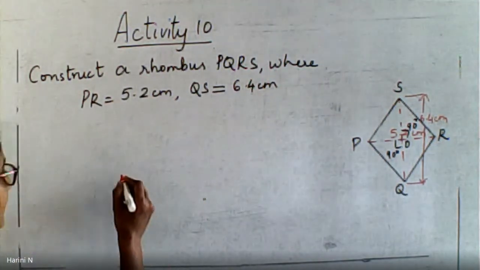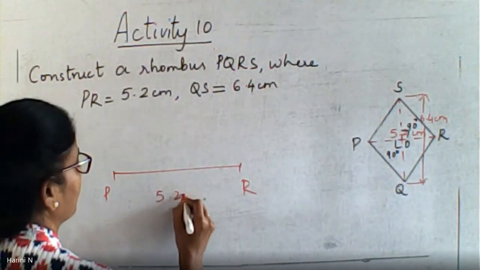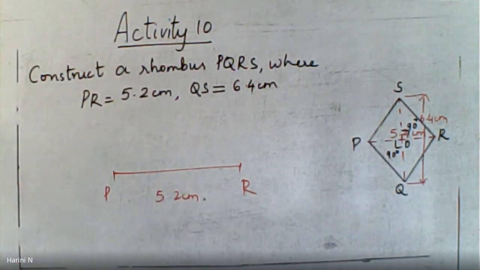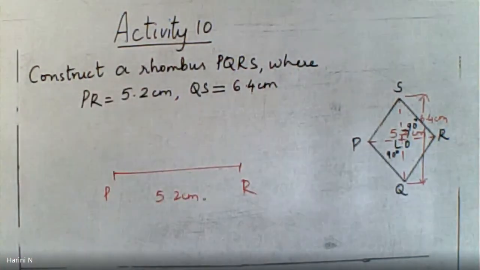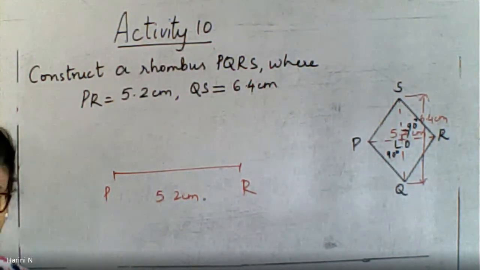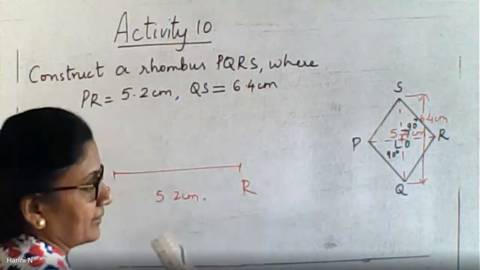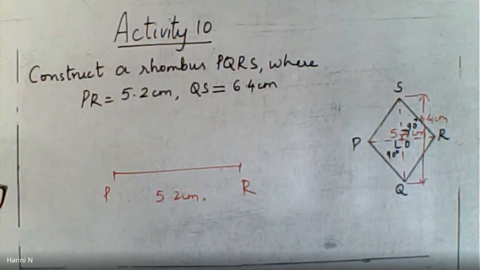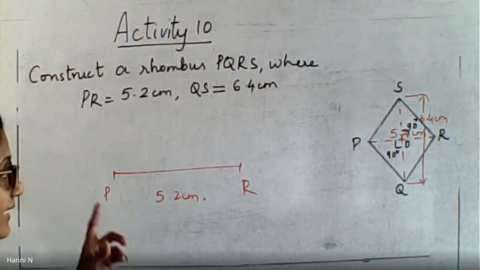Suppose I have a line segment PR. I have this line segment PR whose length is 5.2 centimeters. Now when I want to bisect this, I'm not going to keep my scale here and measure where is half of 5.2. What is half of 5.2? Divide 5.2 by 2 and tell me. Sorry, it is taking so much time. Ma'am, 2.6. So we are not going to keep our scale and find out where is 2.6. That's not the way we are going to do.